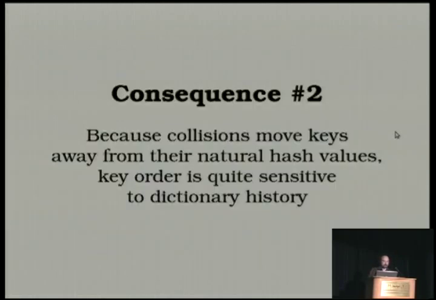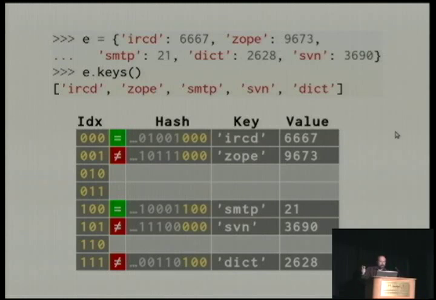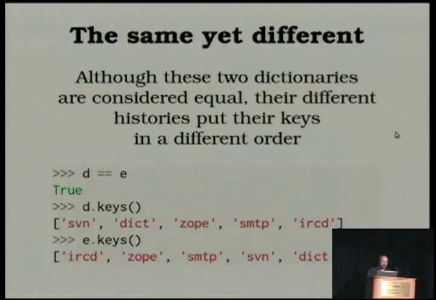So let's start drawing some consequences. First, because collisions move keys away from their natural hash values into a backup location, key order is quite sensitive to dictionary history. If we build, for instance, the dictionary in this order, which is the order by port number, they go in the order we just found, and SVN happens to be listed first if we ask for the keys. What if we build the exact same dictionary, though, and insert IRCD first? Well, it then gets to grab slot 000, and it's SVN that has to go hunting for a backup location when it comes its turn to be inserted.